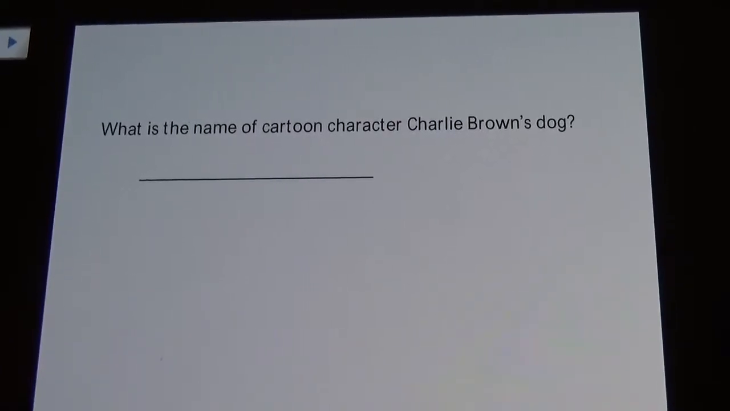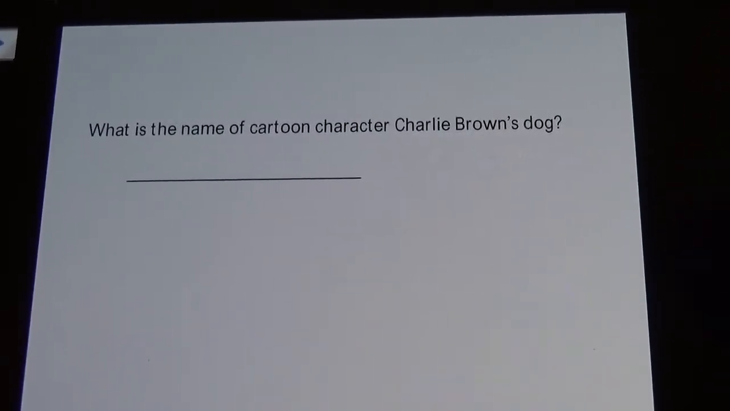Commercial break. The name of the cartoon character Charlie Brown's dog is Snoopy.